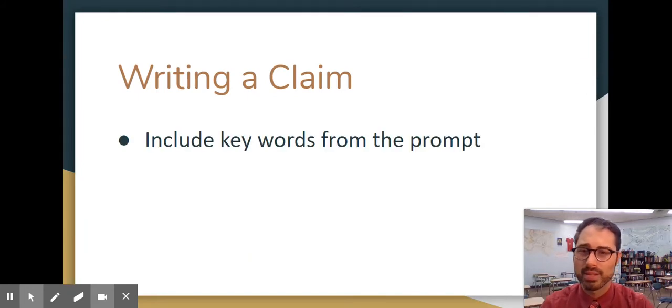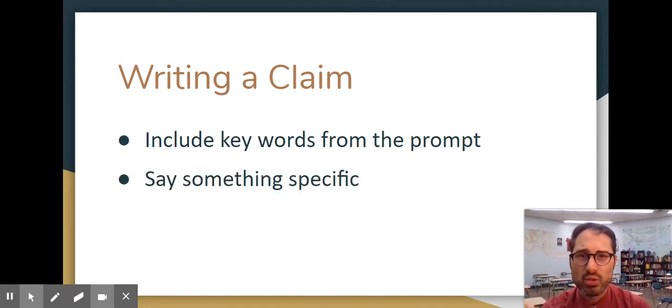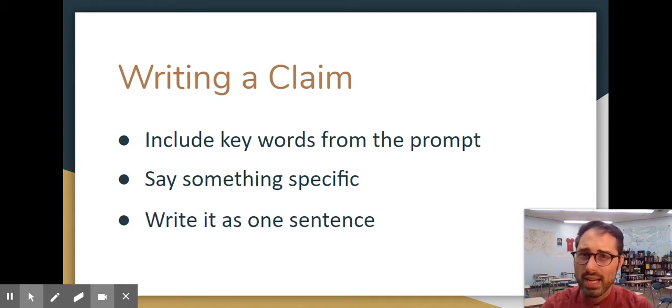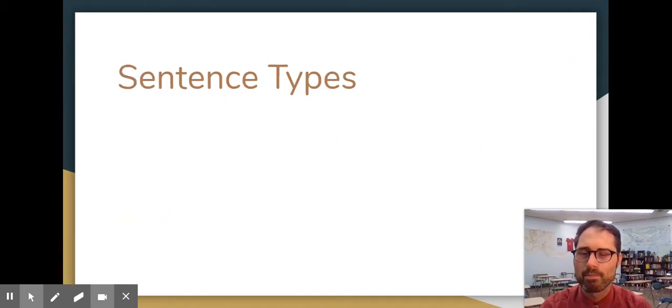So let's write this. We want to make sure we include keywords from the prompt, as many of them as possible, or words that mean the same thing as those words. We want to make sure we're saying something specific. We don't want to talk in general. We want to specifically talk about the type of point of view or the personality of the character or the type of setting. We want to be very, very specific. We want to write it as one sentence.